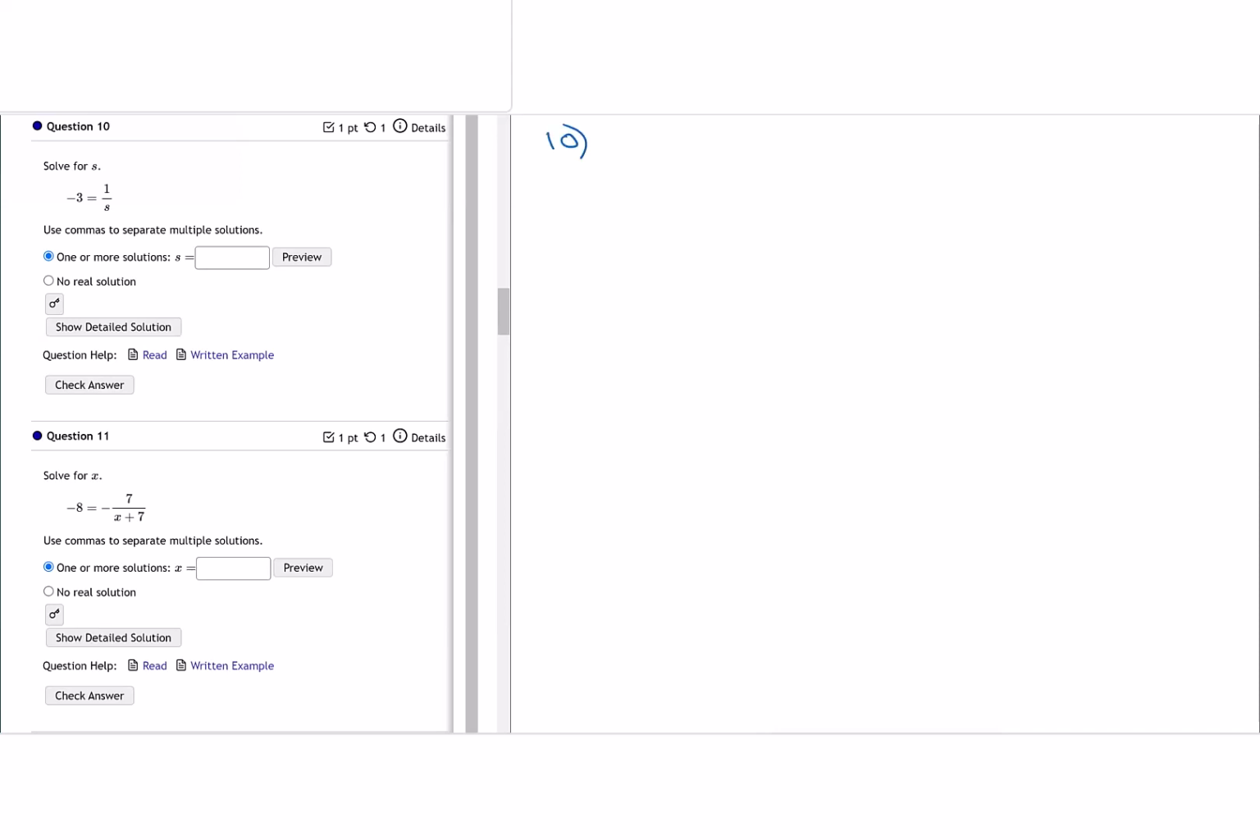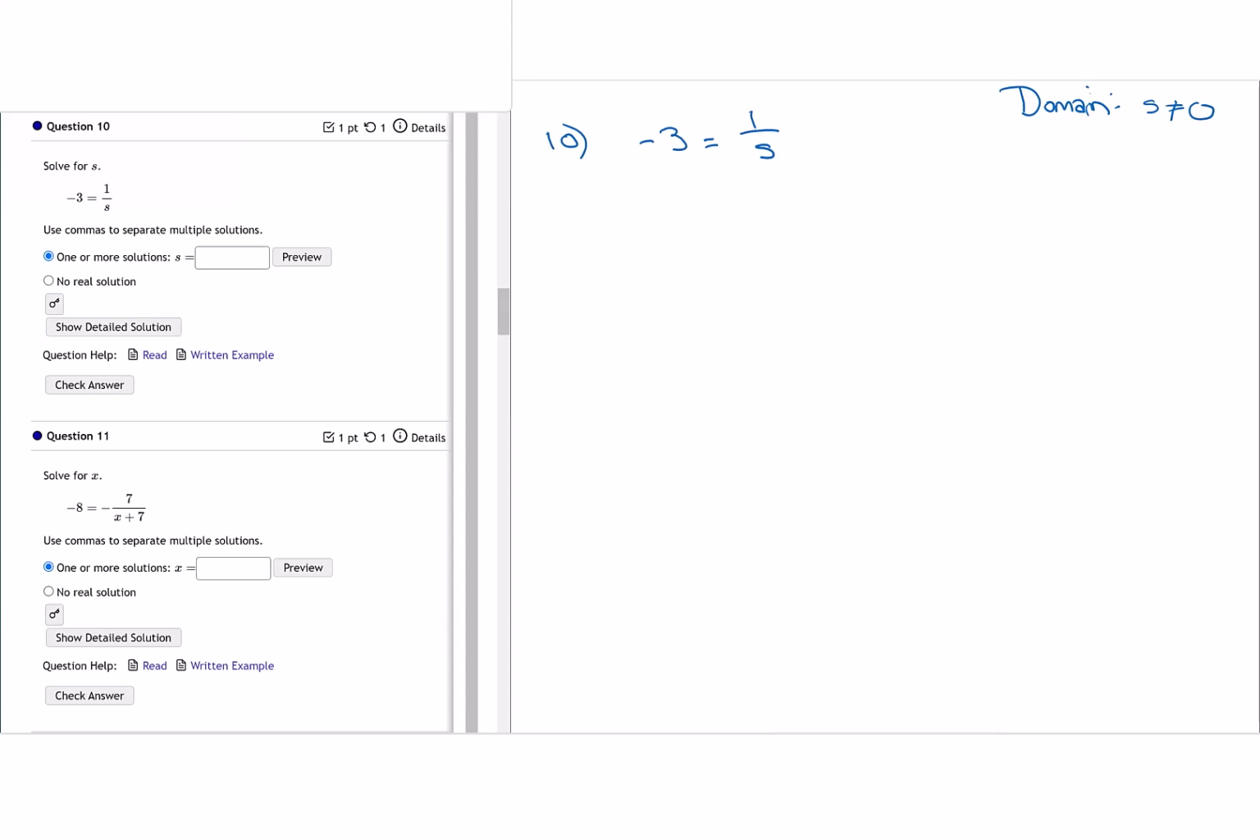Number 10, -3 equals 1 over S. Now, first thing we always want to do is say the domain: S cannot be equal to 0. That's just for our own information.